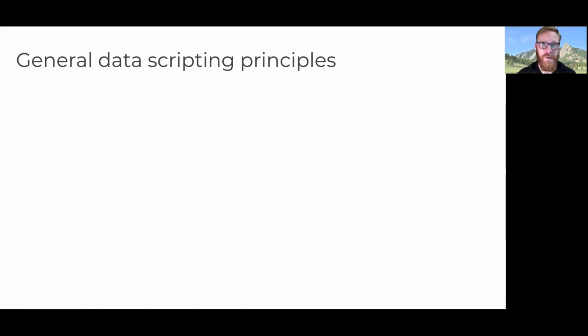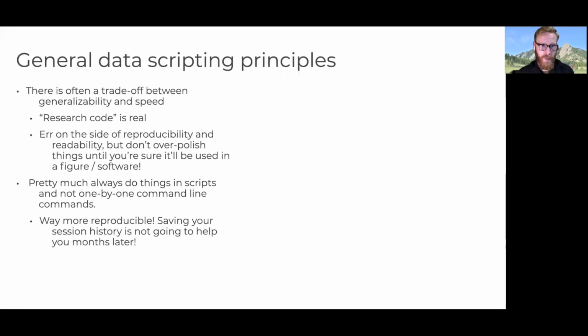Finally, I want to close out today just with some general data scripting principles. There's often a trade-off between generalizability and speed when you're writing code. So research code, or really sloppy code that is stream of consciousness, is a real thing. You want to generally err on the side of reproducibility and readability, but there's no need to over-polish your code until you're sure it'll be used in a figure or software.